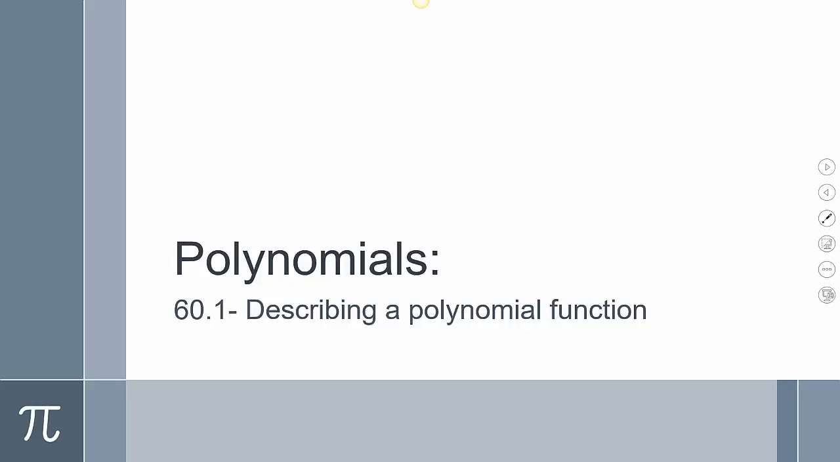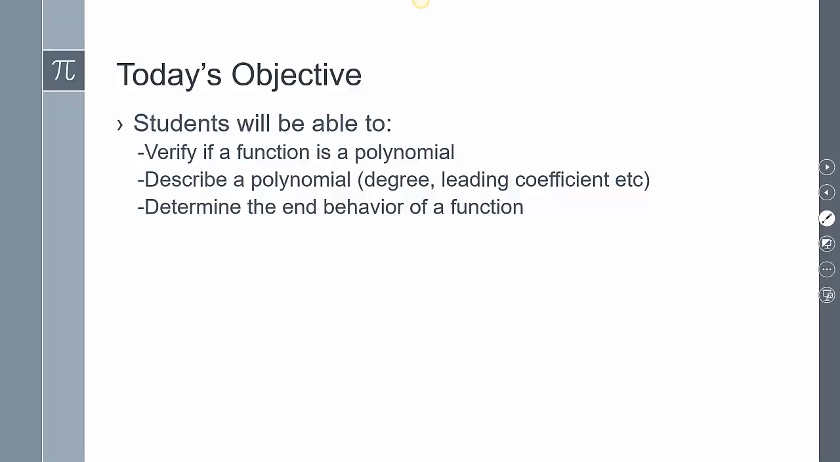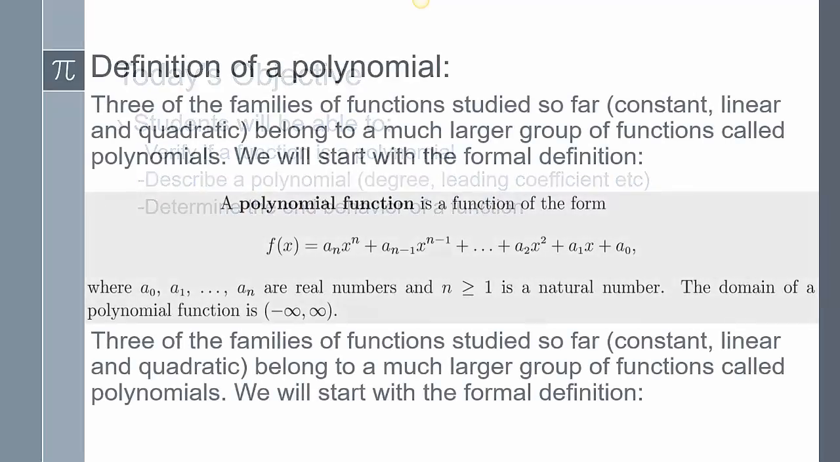Hello class, so today is going to be a completely new section. We're looking at polynomials, and so this will be 6.1. We're going to describe a polynomial function. So today we're going to verify if a function is a polynomial. We're going to describe a polynomial, like the degree or the leading coefficient, etc., of it. And then we're going to determine the end behavior of a function.